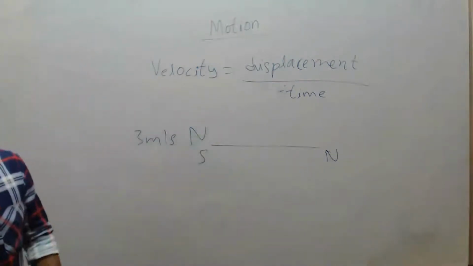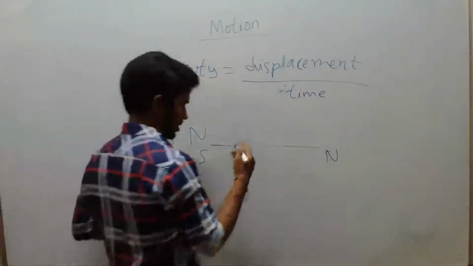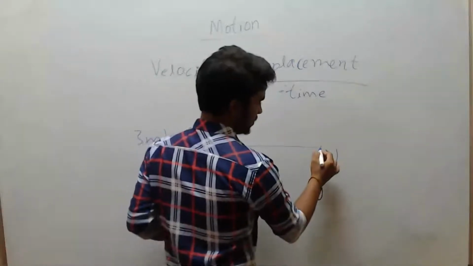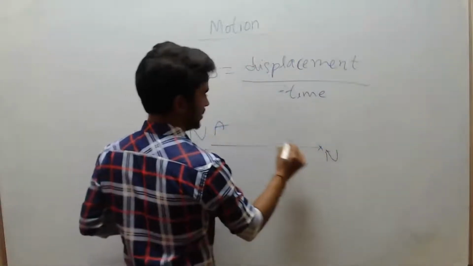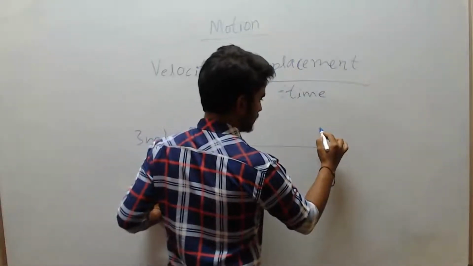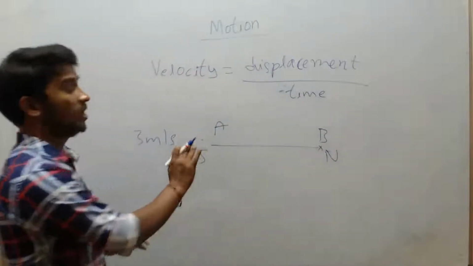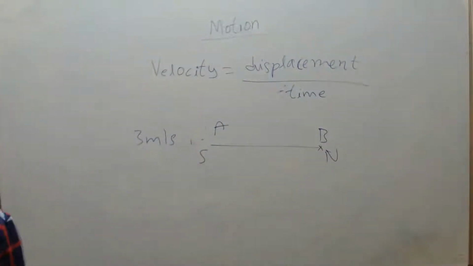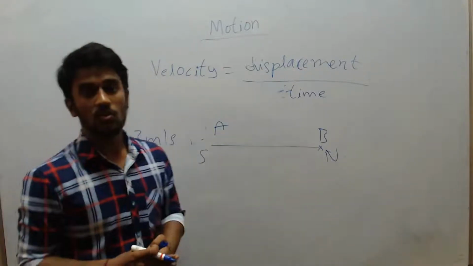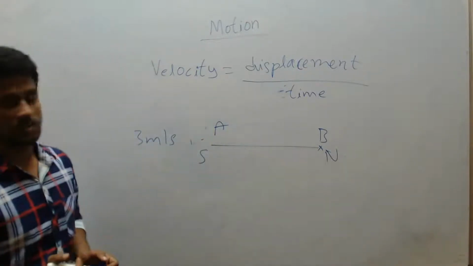So we can say that after a journey, the position of that object is, say this is A and this is B. Position of the object is at B. So here, while saying velocity, we have to use the direction also, meaning from which side to which side that object is moving. For that we use velocity.